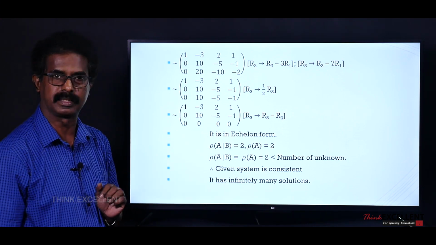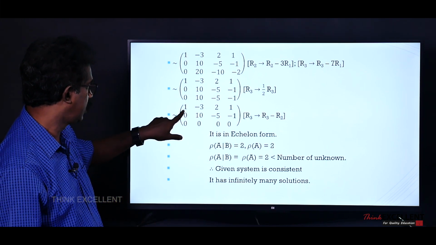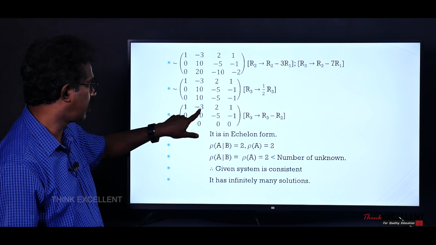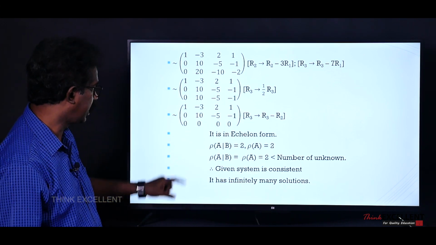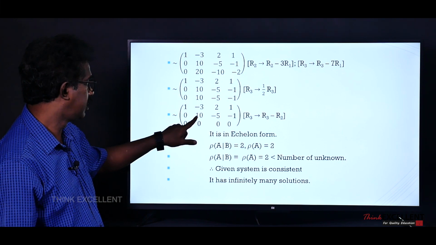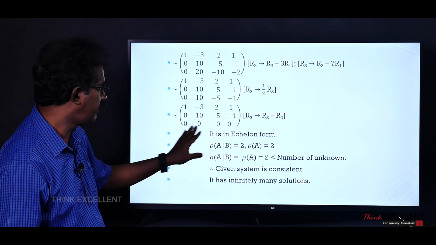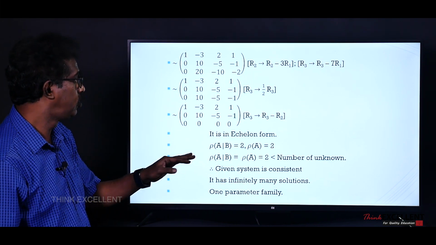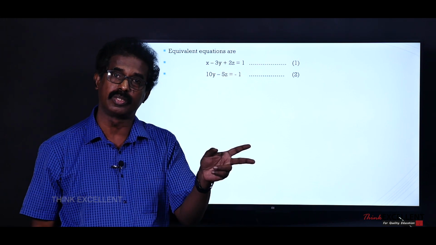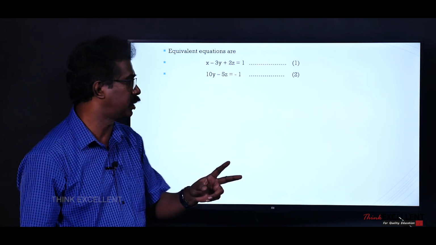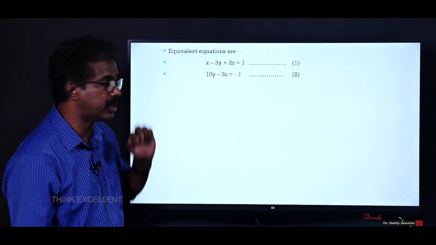How to solve it? Please listen. What's the corresponding matrix equation? x minus 3y plus 2z equal to 1, first equation. Second equation, 0x, leave it, 10y minus 5z equal to minus 1. Third, fully 0. So you are getting only two equations. There are three unknowns, but only two equations. You cannot solve it directly, so the system is reduced to two equations.